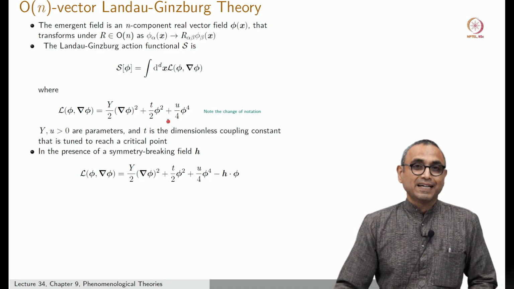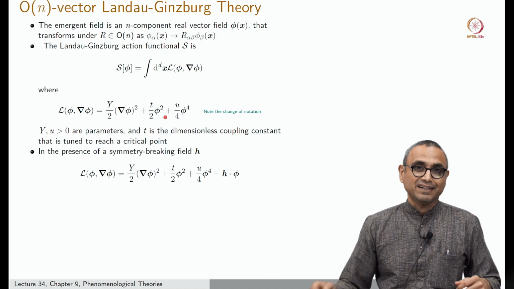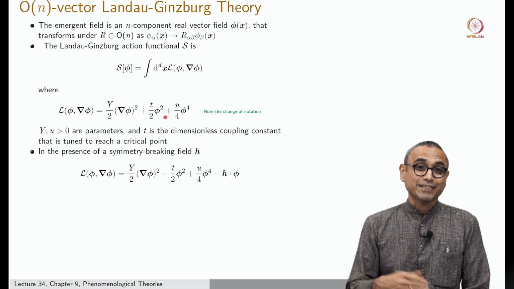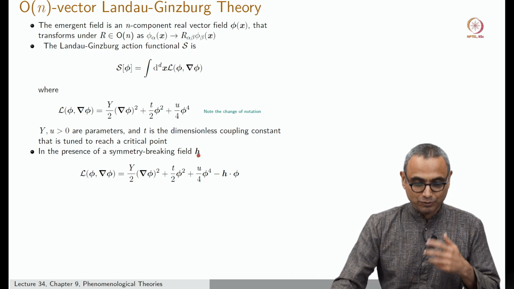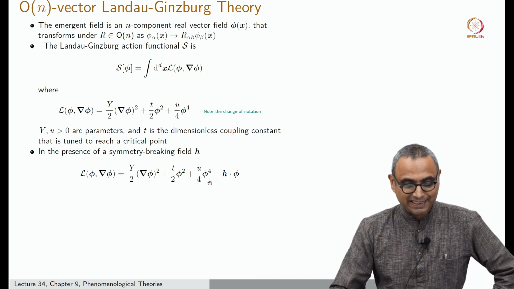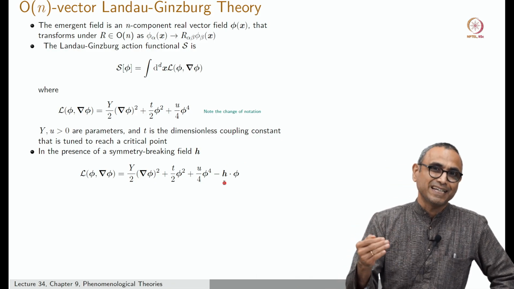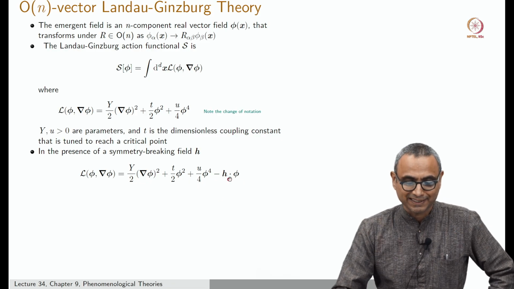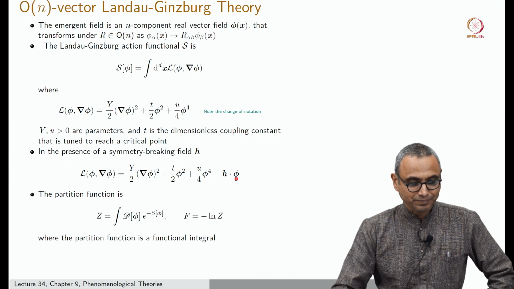Now this density is written with the symmetry in place, so you don't have any symmetry breaking field. Suppose I had a symmetry breaking field H, which I may want to add to explore some physics, then I will change this density by a term which tells me how this emergent field is interacting with the symmetry breaking field, and the most natural thing to write down is minus H dot phi. So this is very straightforward.